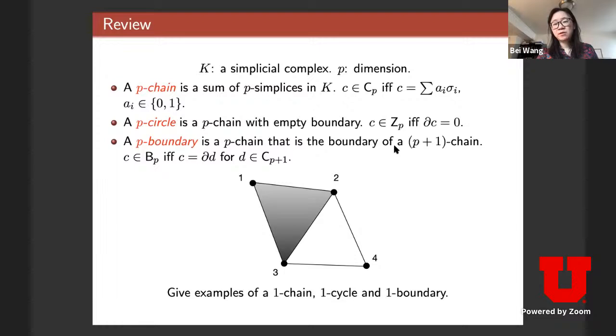of triangles. For example, in this particular case, a one-chain is 1,2 plus 2,4 plus 3,4. That's a one-chain because it's a linear combination of edges. A one-cycle would be 1,2 plus 2,3 plus 1,3. And a one-boundary would be a one-chain which is the boundary of a two-chain. So 1,2 plus 2,3 plus 1,3 is also a one-boundary because it's the boundary of triangle 1,2,3.